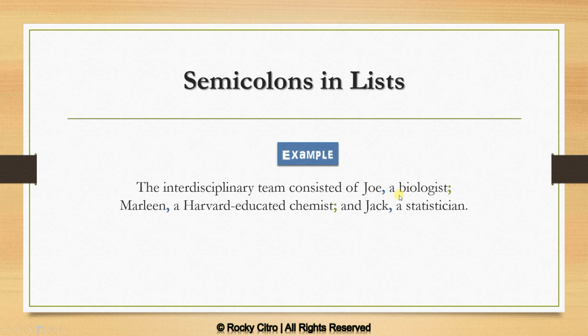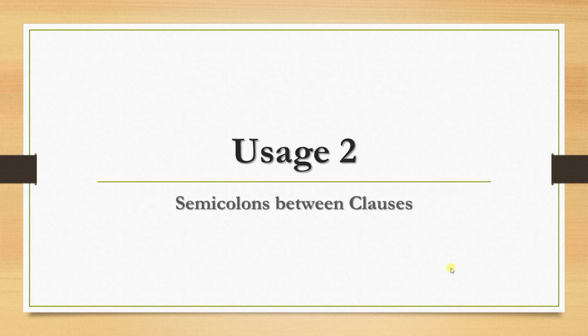The interdisciplinary team consisted of Joe, a biologist; Marlene, a Harvard-educated chemist; and Jack, a statistician. It's just another example of how we might run into items in a list that already have their own commas, so we would need the semicolons there. This is a pretty simple case, so let's jump into the next one, which is semicolons between clauses.